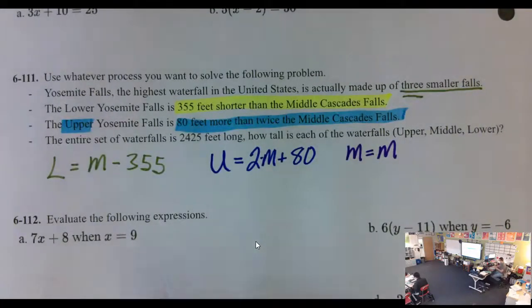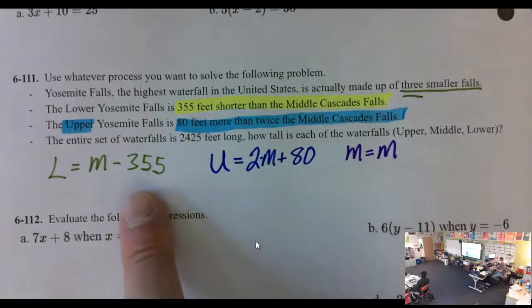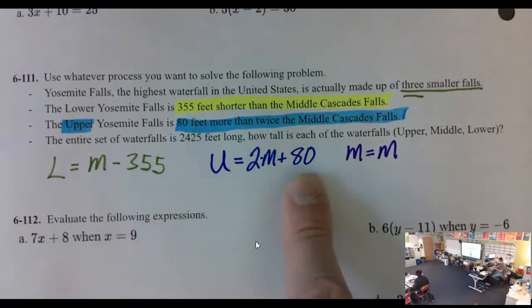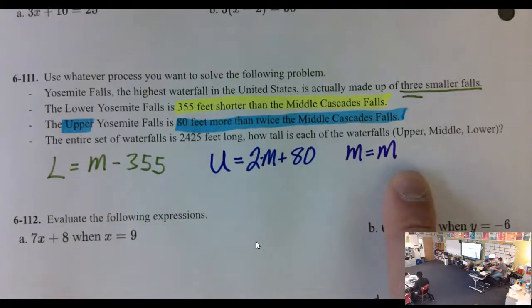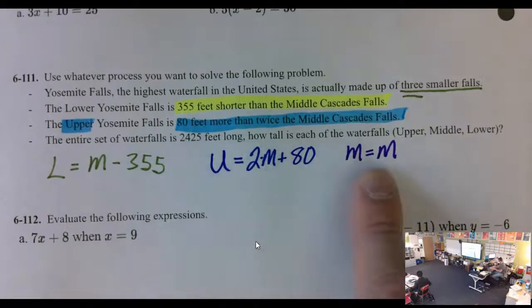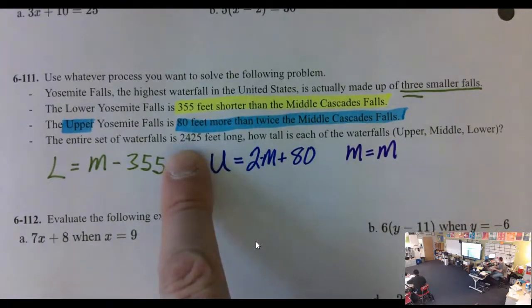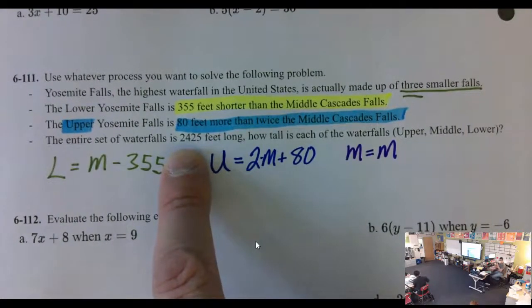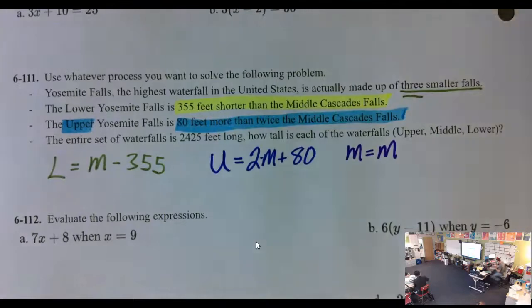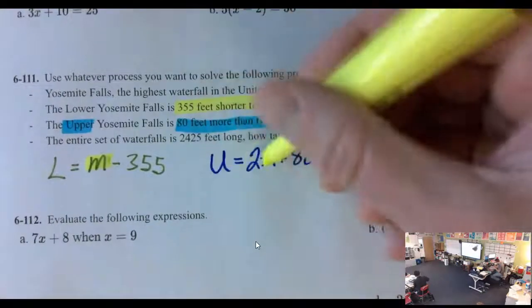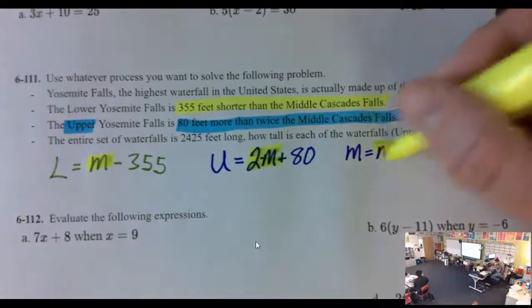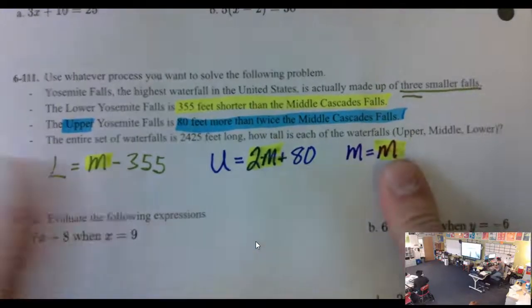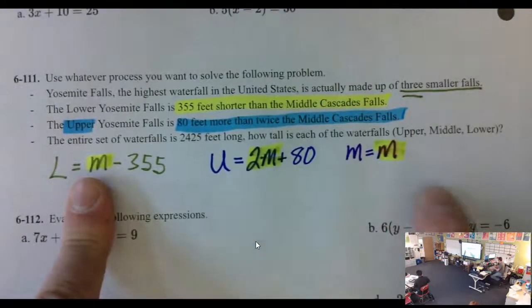And I'm not going to finish this out for you guys, but we would add up all 3 expressions, just like what we did yesterday, set them equal to 2,425, and then solve from there. So I will do one more step for you guys. How many m's do we have? We have 4 m's. 2, 3, 4. Right? When I go to add all these up.